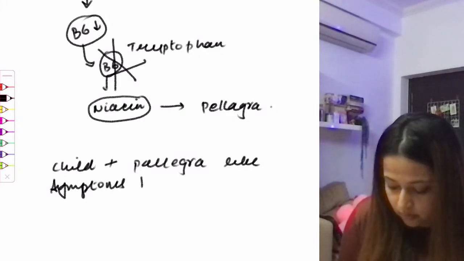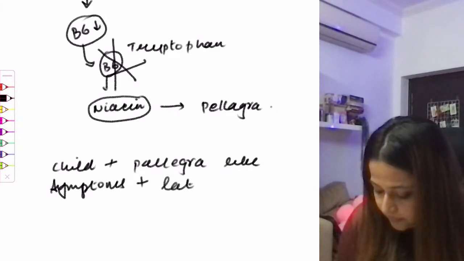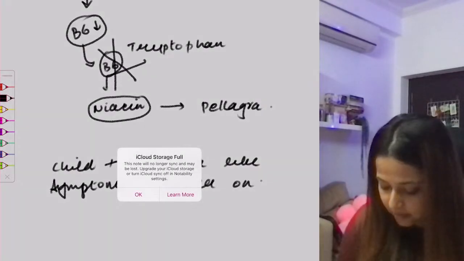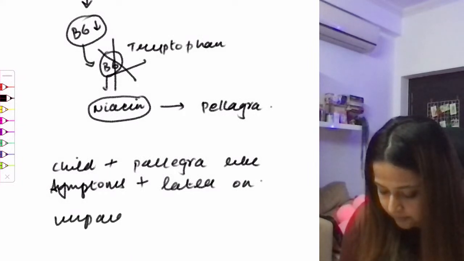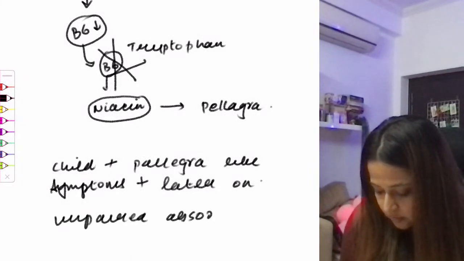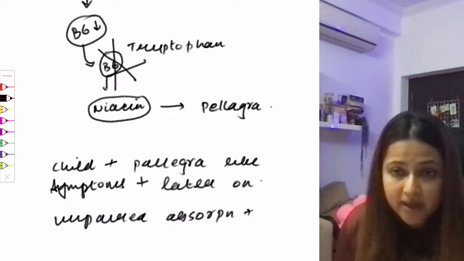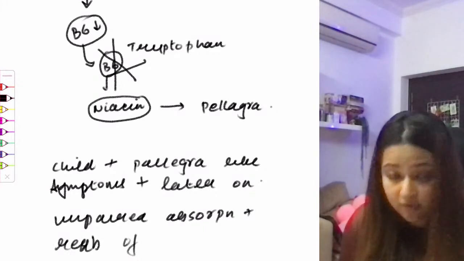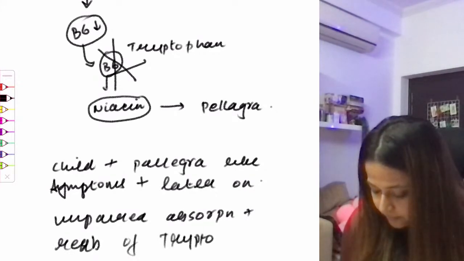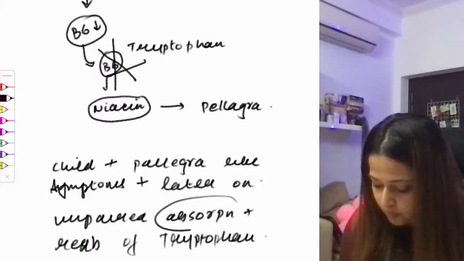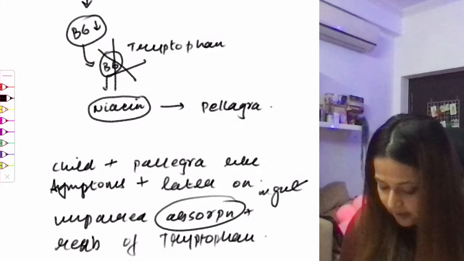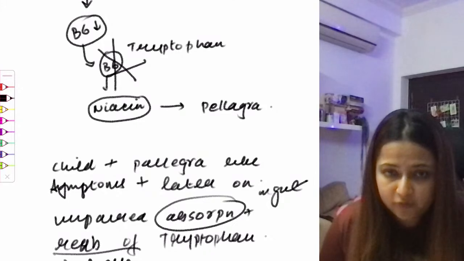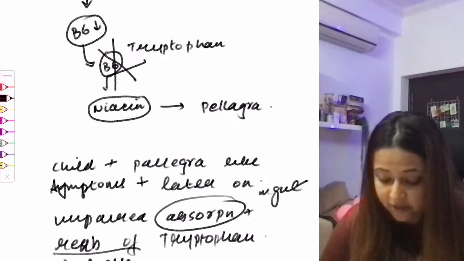And later on it was found that there was a disorder in this child in which there was impaired absorption and reabsorption of tryptophan. Okay, so absorption in the gut is impaired and reabsorption by the kidneys is impaired for tryptophan. So what is this situation that we are talking about?